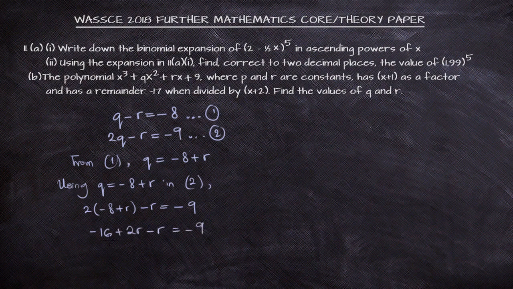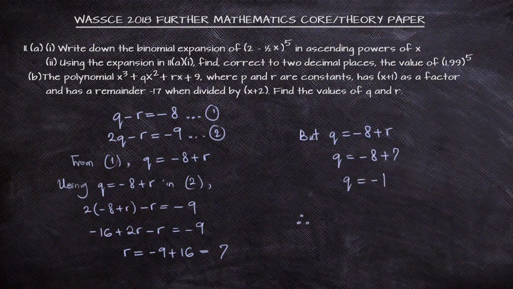Because 2r minus r is r, when minus 16 moves to the other side, that will be plus 16. r will be minus 9 plus 16, and that will give 7. So, the value of r is 7. And then if I want to use the value of r in the expression for q, I can also find q, because my q is equal to minus 8 plus r. That means q is minus 8 plus 7, and that means q is minus 1. So the values of q and r that we are asked to find are that q is minus 1 and r is equal to 7.